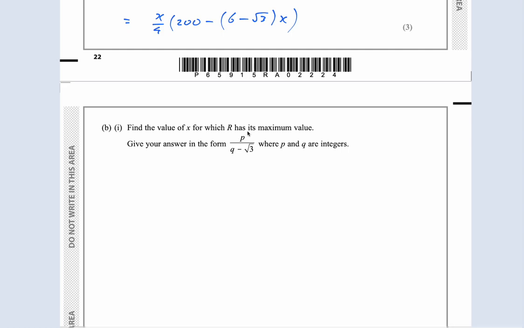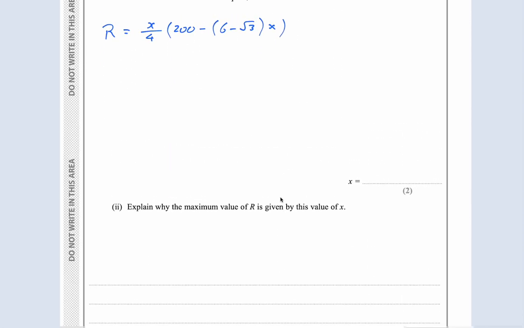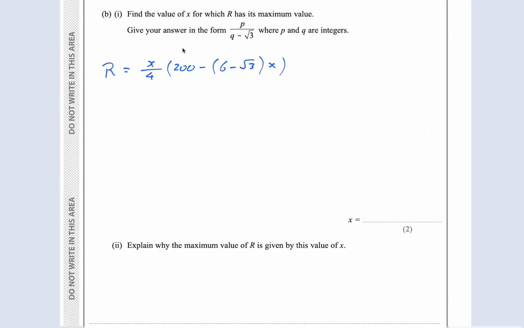Find the value of x for which R has its maximum value. Give your answer in this form. Okay, right. So obviously, guys, this is getting really difficult. So R, which is the area, is equal to x over 4 times 200 minus 6 minus root 3 x. Now this is a 2-mark question. So we want the value of x for which R has its maximum value. Now how do we find the maximum of this?